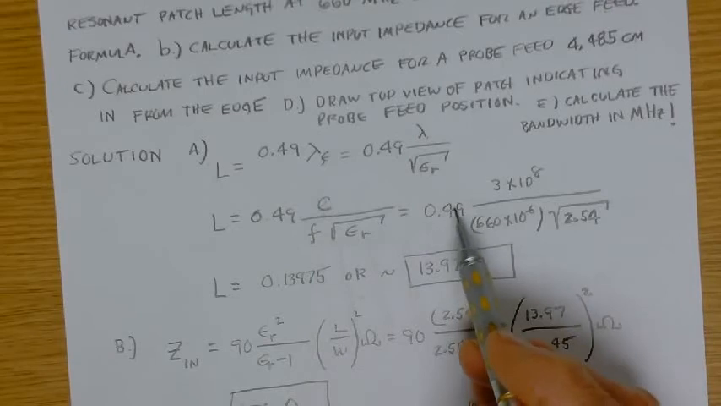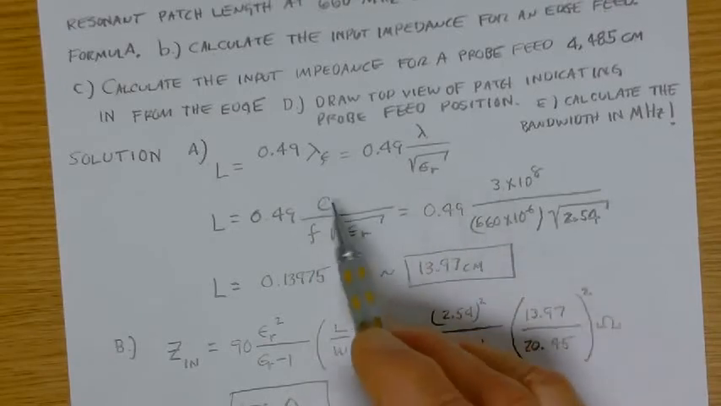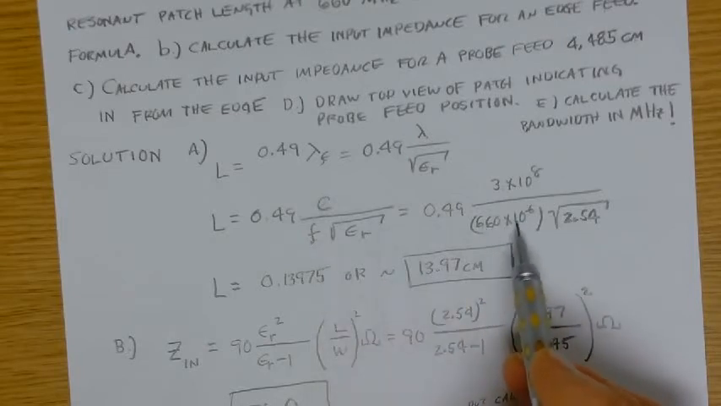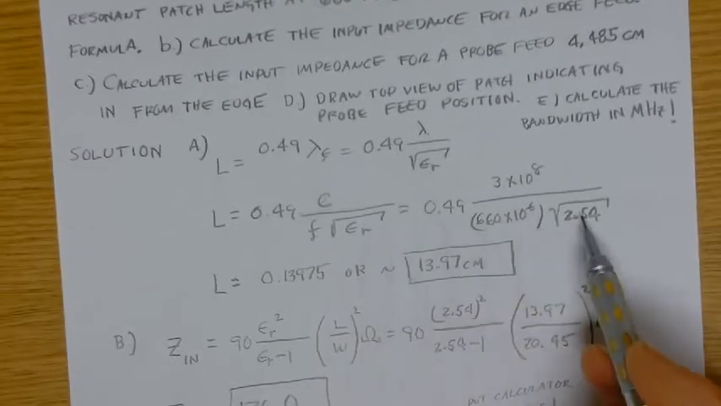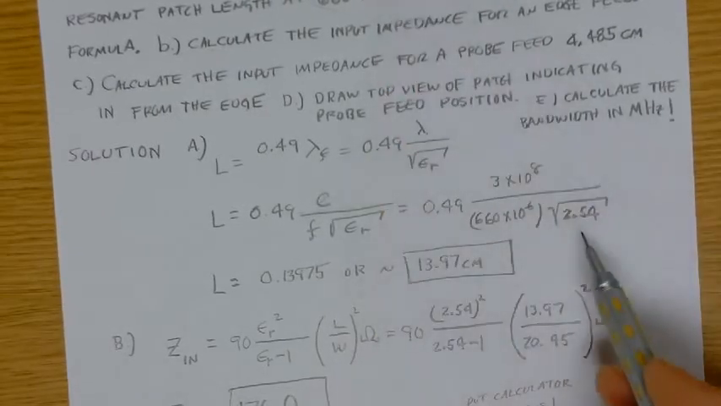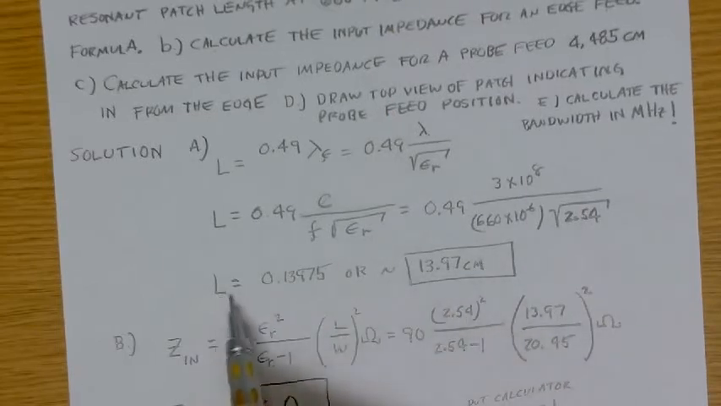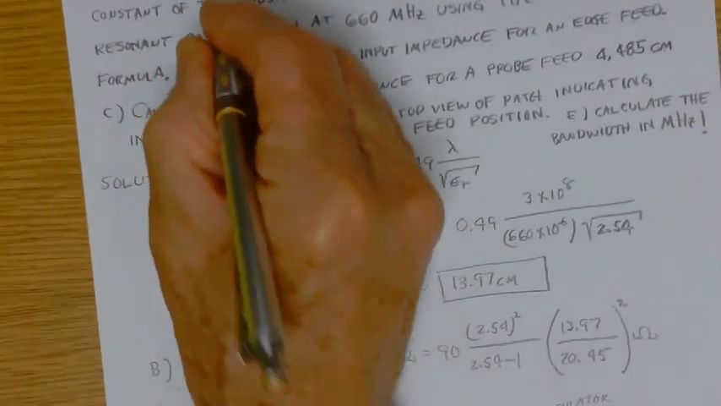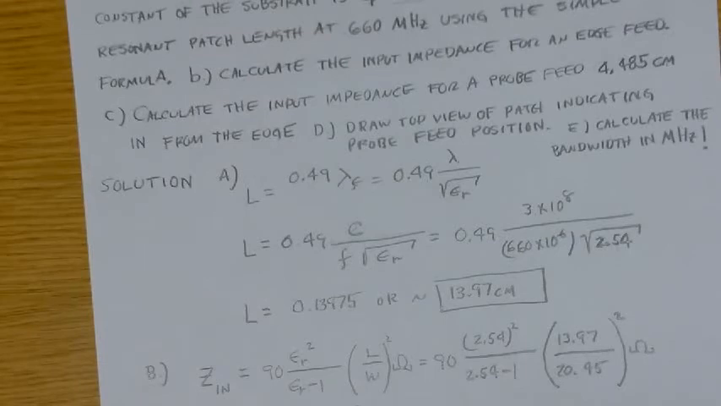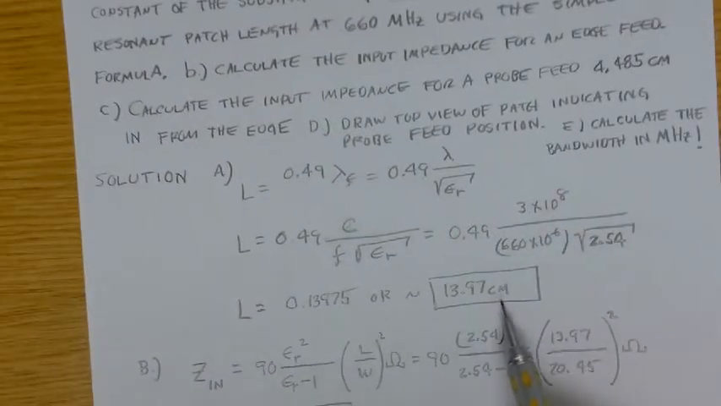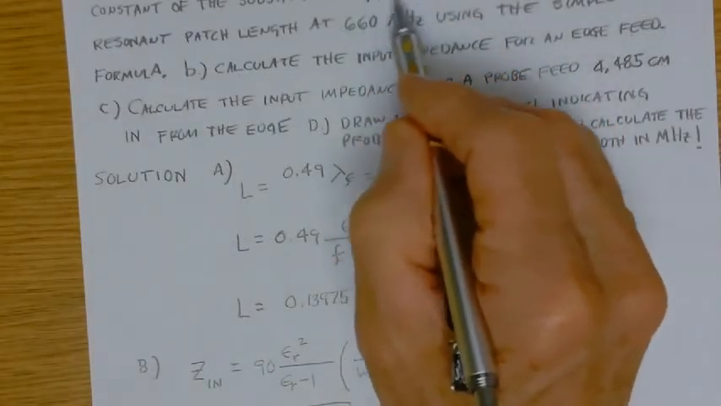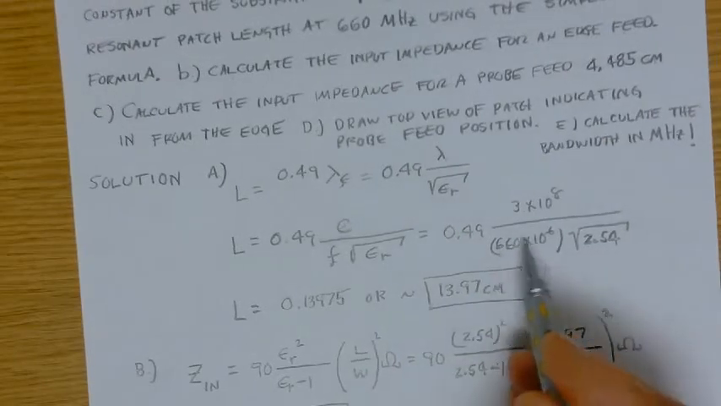0.49 c, where c is the speed of light. The frequency that we want this thing to resonate at is 660 megahertz, times 10 to the 6, and then the square root of the permittivity, 2.54. And so that gives us a length of 13.97 centimeters, which agrees with the given length. So by making this thing 13.97 centimeters long with a substrate epsilon relative of 2.54, we know it's going to resonate at 660 megahertz. Right? Pretty low frequency, but it's just an example.